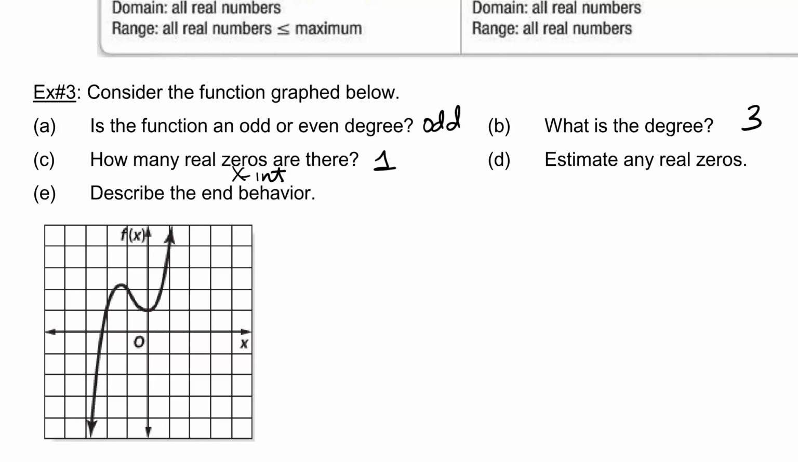Estimate any real zeros. So, okay, what number is this one about? Where is this? Maybe negative 2.3? Right? The real zero is at negative 2.3 or so. We're counting the x going to the left. It's about at negative 2.3, comma 0.